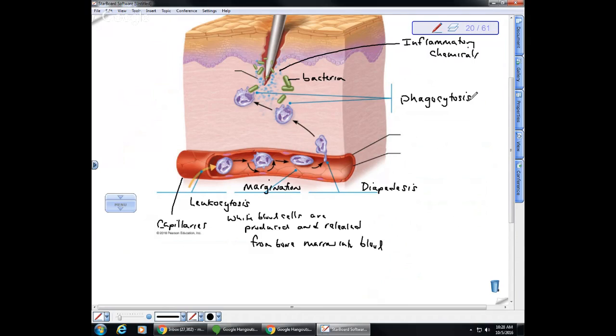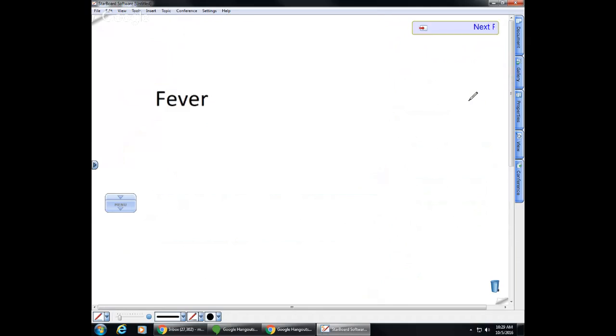And then sometimes scar tissue forms, and then the joint can become non-functional. So it's really important that inflammation does not become chronic inflammation. Okay, so fever is another defense mechanism.